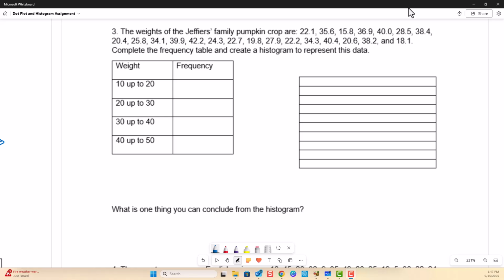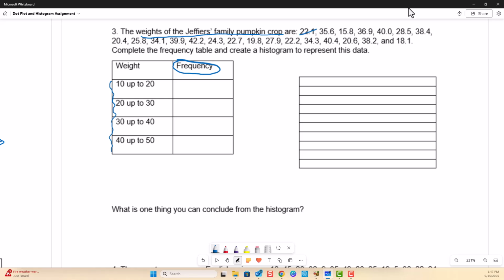To make a histogram, if I don't have my frequencies already filled in, then I'm going to need to start there. This problem is talking about the weights of the Jeffers family pumpkin crop, and I have a whole list of weights following it, plus some bins here already set up for me. So I'm going to cross off each data point as I place it in the frequency table using tally marks.